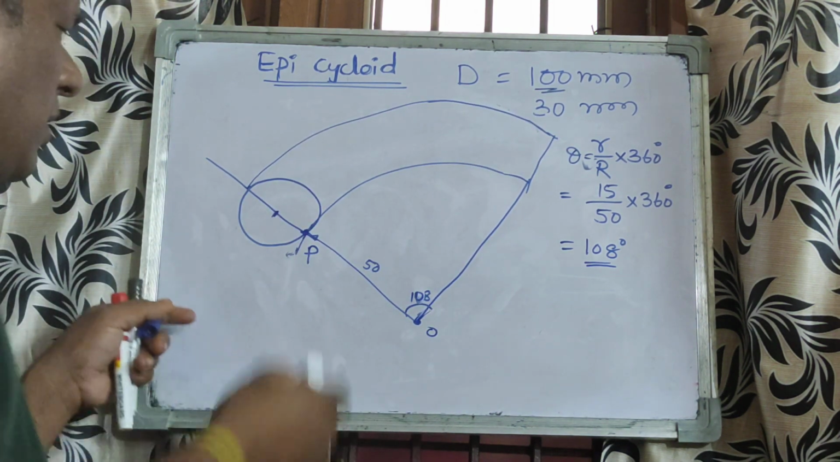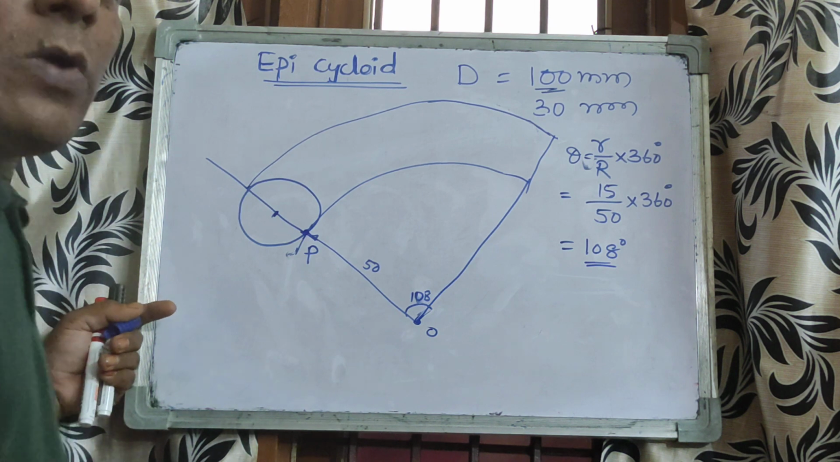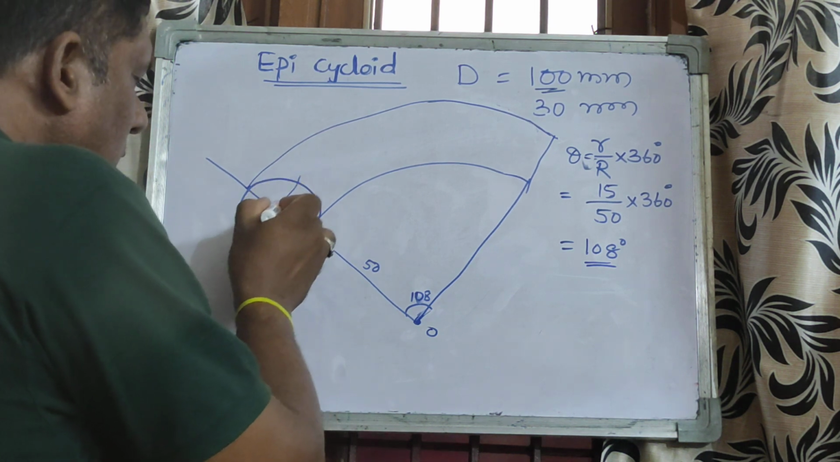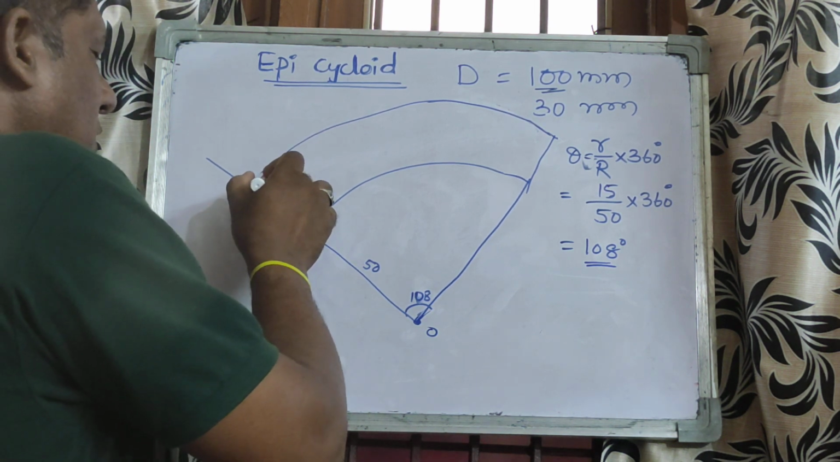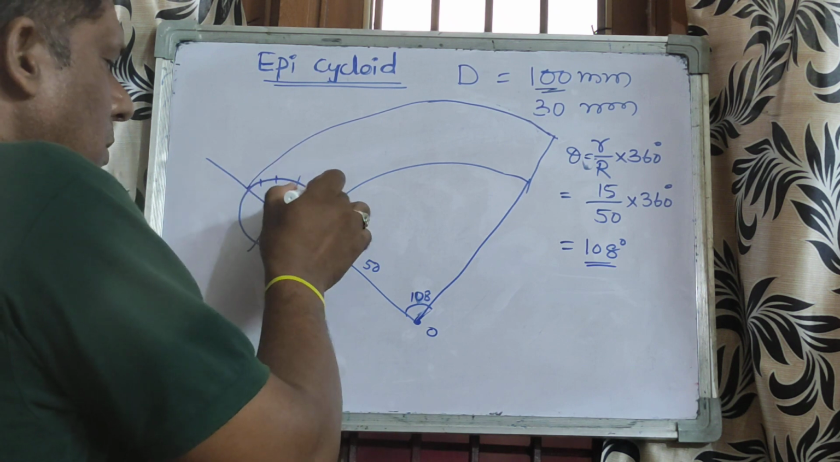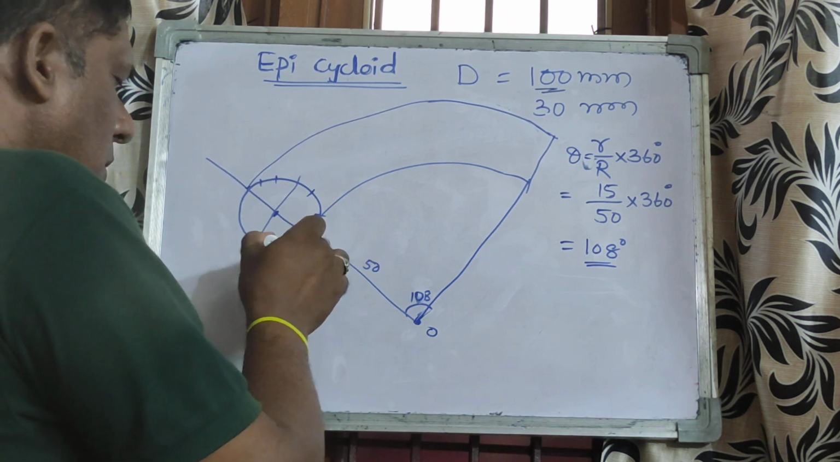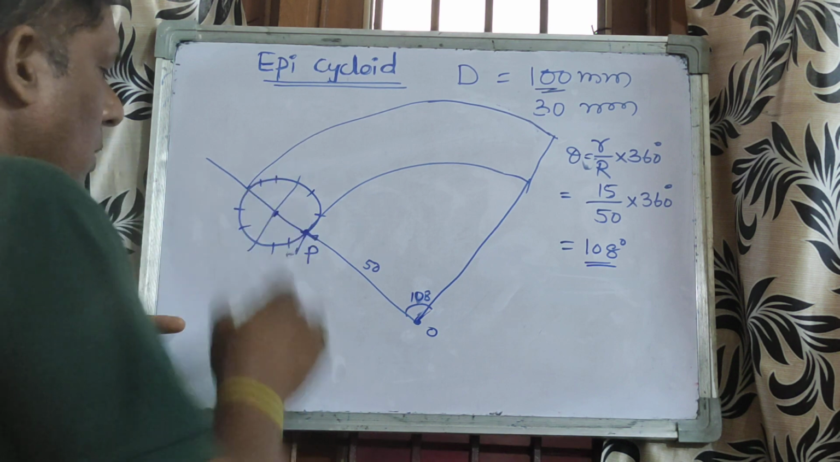Now, similar procedure. Divide the circle into 12 equal parts. So this is a horizontal line. And divide this into 12 equal parts.